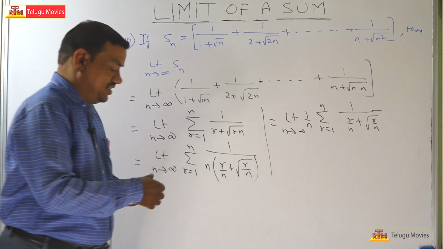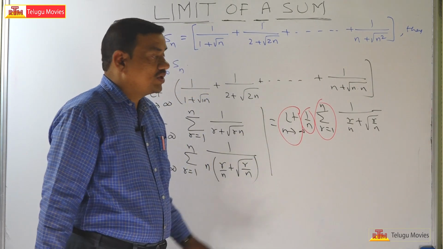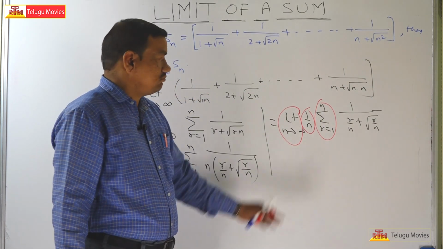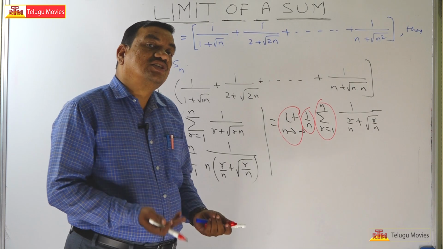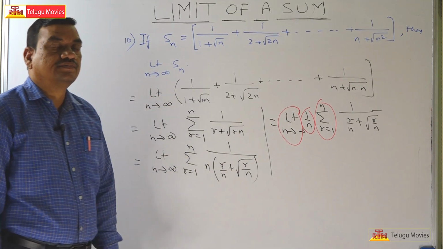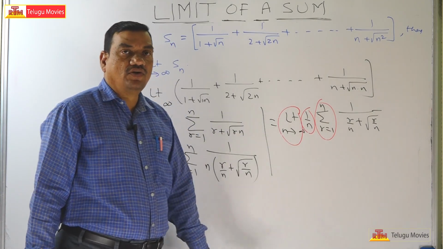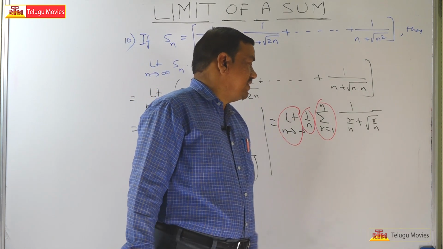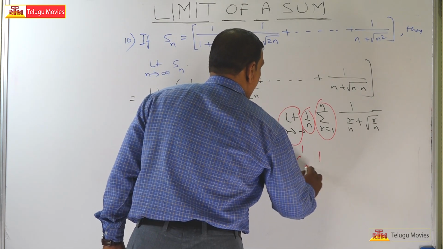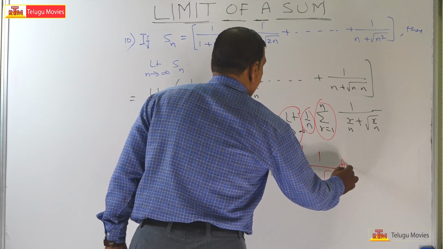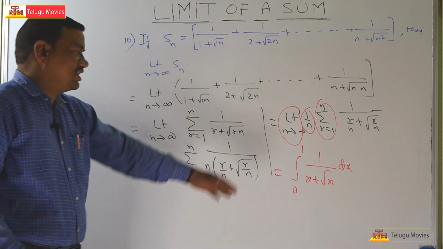So everything is there. Limit is there, 1 by n is there, sigma is there. Father, mother, son. Father, limit n tends to infinity. Mother, sigma r runs from 1 to n. Your child is 1 by n. That should be the family for every problem: mother, father, son. Last, r by n should be there. So this can be written as integral 0 to 1, 1 by x plus root x dx. Understand this? Integral 0 to 1, 1 by x plus root x. I will explain afterwards how to solve this.